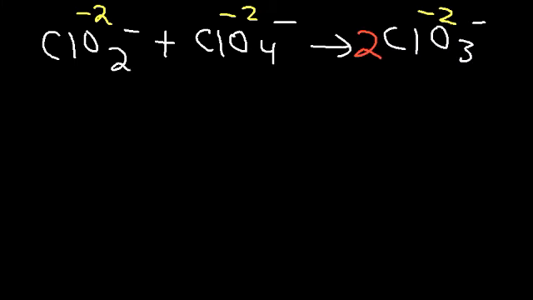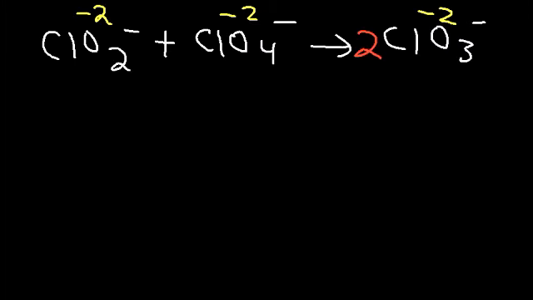The exception is if oxygen is bonded to fluorine. In that case, it's going to have a positive oxidation state, or if it's in the form of peroxide or superoxide. In the form of oxide, it has a -2 oxidation state. In peroxide, it has a -1 oxidation state. In superoxide, it has a -1/2 oxidation state. But we don't have to worry about that for this example.